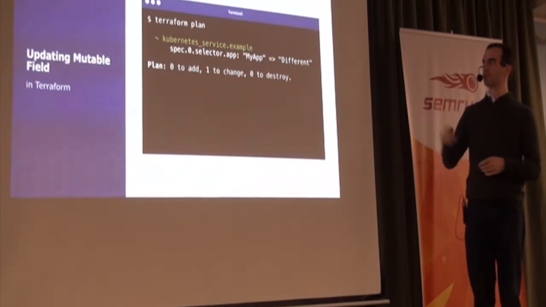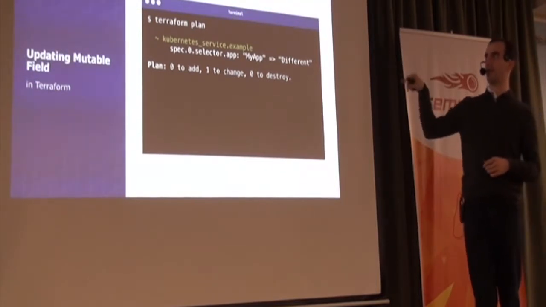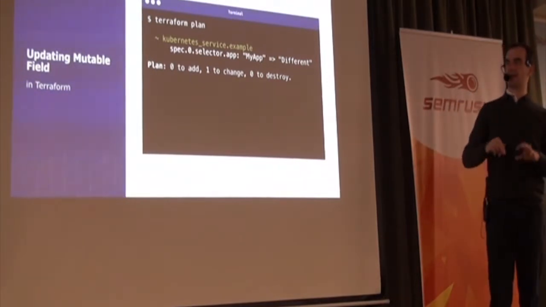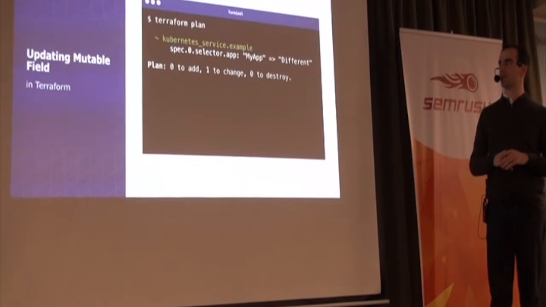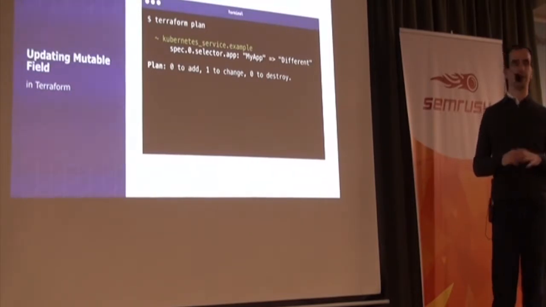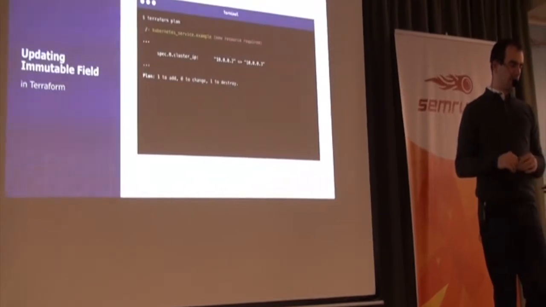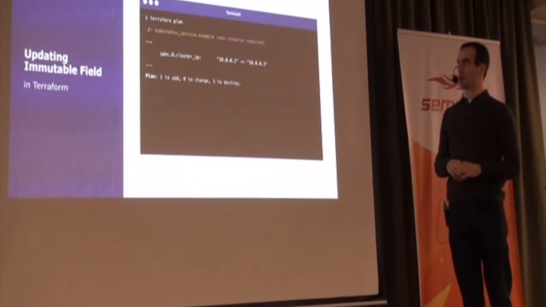That's the selector, which can be mutated. So you get to see that in the plan. So it's all in yellow, which basically means, yeah, it's fine. Terraform's saying, I can modify that without an outage. Shouldn't be destructive.